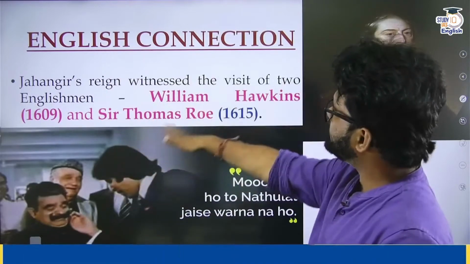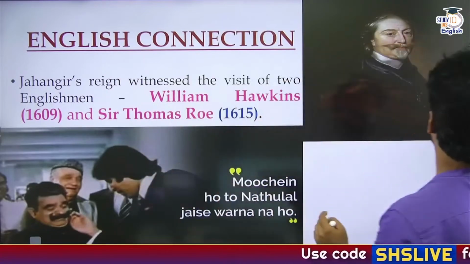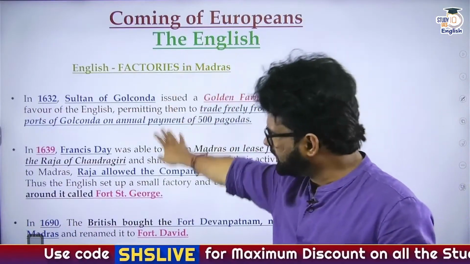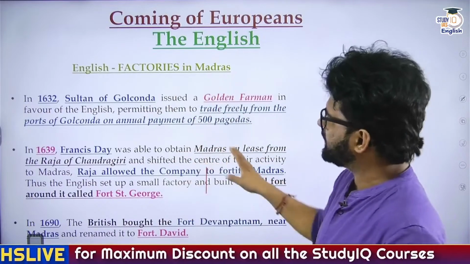This is an image, this is a map, this is a slide which we have discussed earlier. You can have a look at it. Fine. English factories in Madras. Again, you don't have to do a PhD here. Just have a look at the chronology, how they're establishing their factory in Madras.